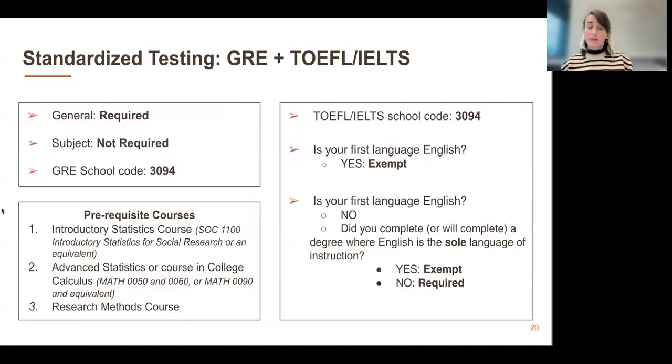And then for the standardized testing, here are our school codes. When you're submitting those either through the GRE platform or otherwise, you're going to be using our school code here, 3094, and a list of our prerequisite courses that are also listed on the Graduate Finder page. So just those three that David had mentioned previously.